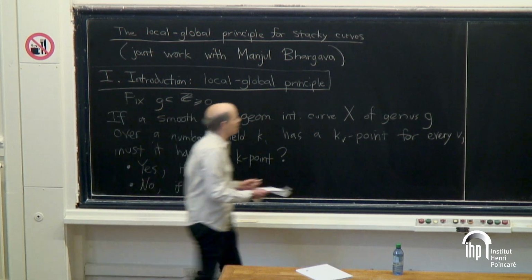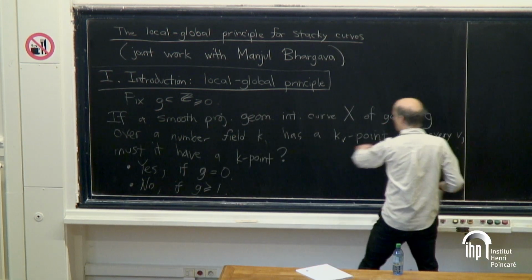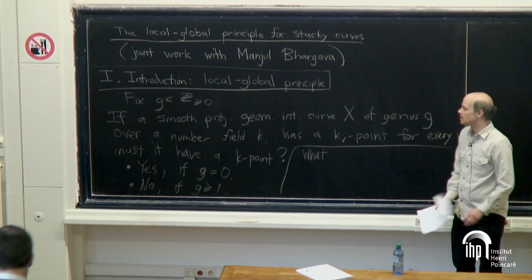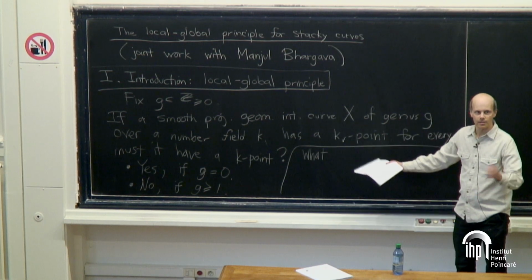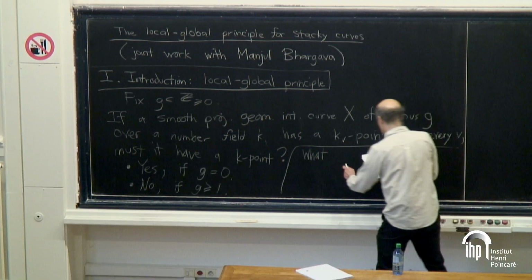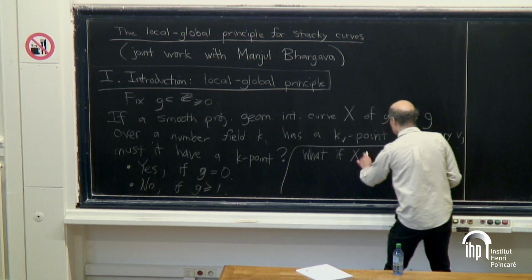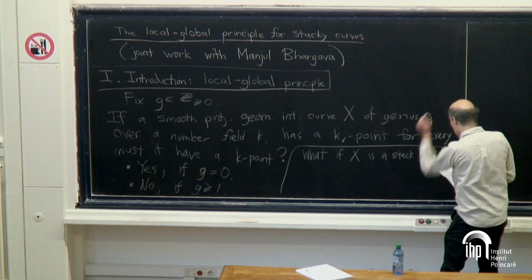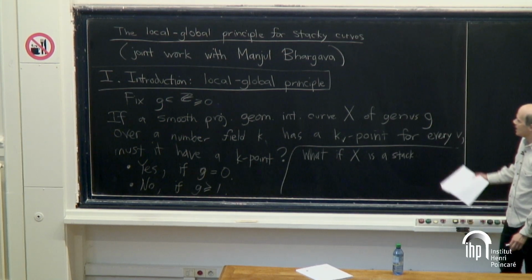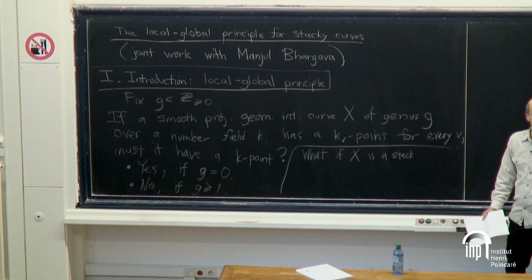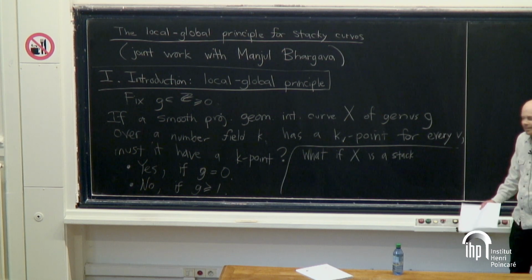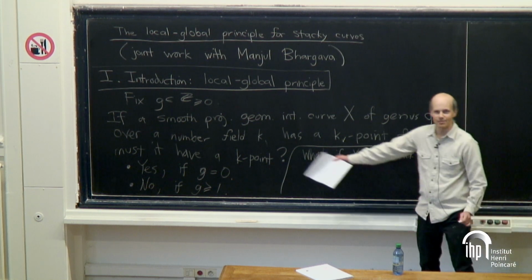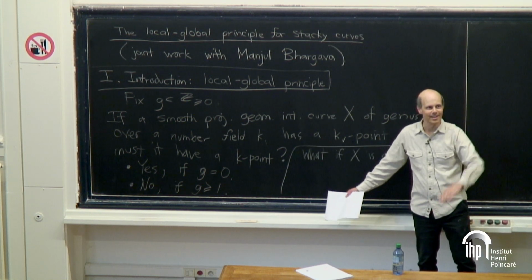But the point of this talk is to ask the question: what if we generalize the scope of the question to include stacky curves? I'll say what this means later. So what if x is a stack? When you have a stack, it can have a genus that's a fractional value. It could be between 0 and 1. And so you can ask what happens for those intermediate values. Where is the crossover point between the local global principle holding and failing?